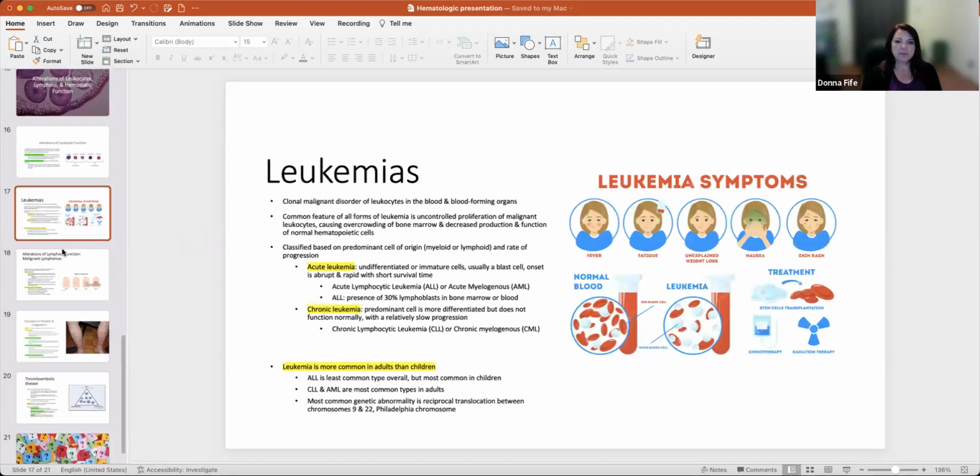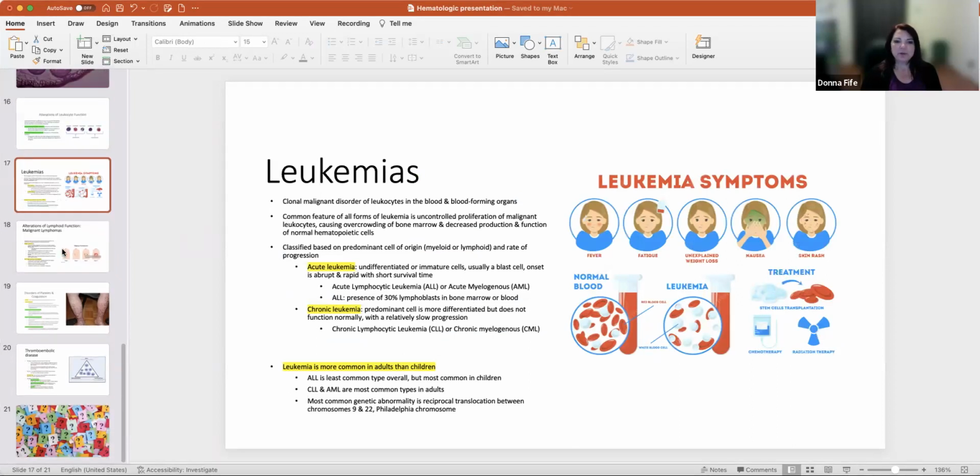Okay, let's look at leukemias. Clonal malignant disorder of leukocytes in the blood and blood-forming organs. Common feature of all forms of leukemia is uncontrolled proliferation of malignant leukocytes, causing overcrowding of bone marrow and decreased production and function of normal hematopoietic cells. Classified based on predominant cell of origin, such as myeloid or lymphoid, and rate of progression.